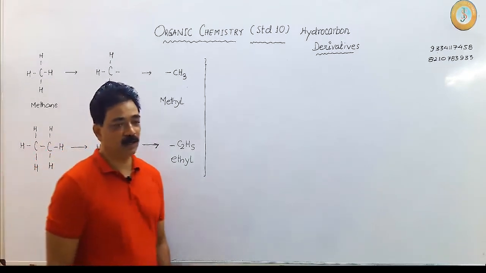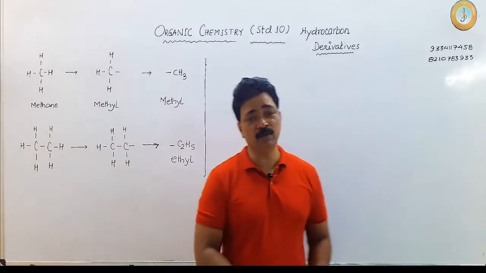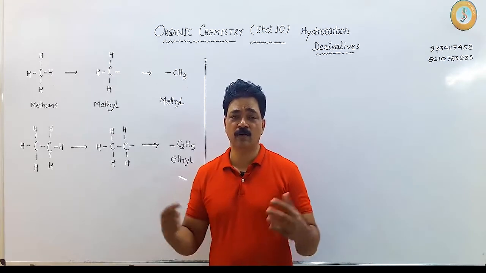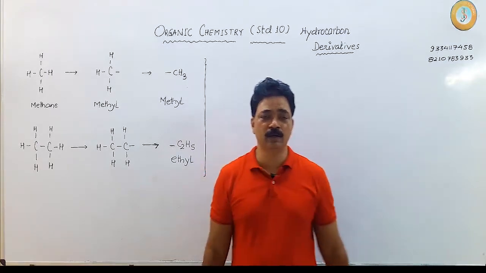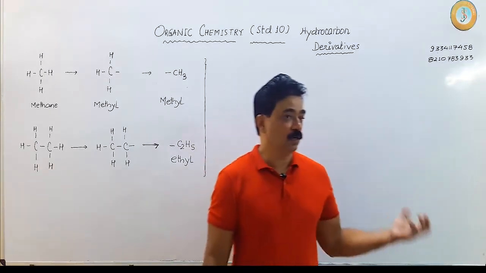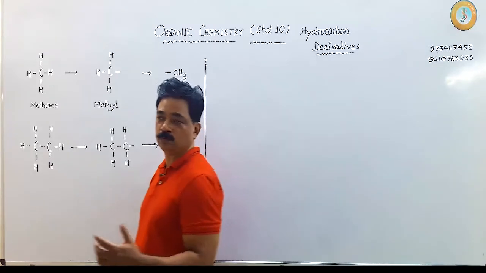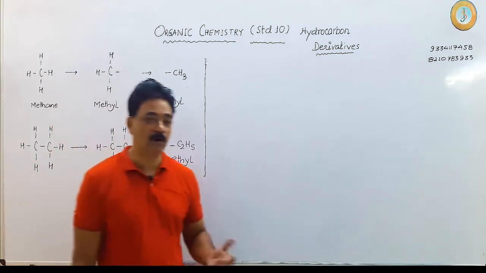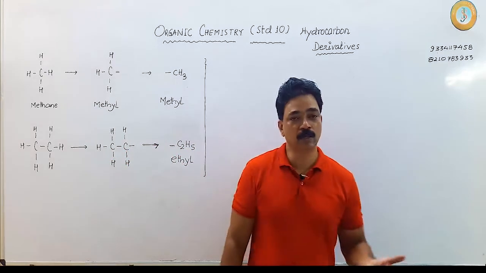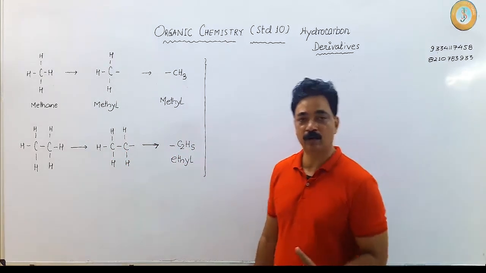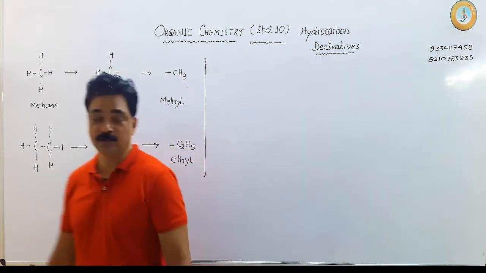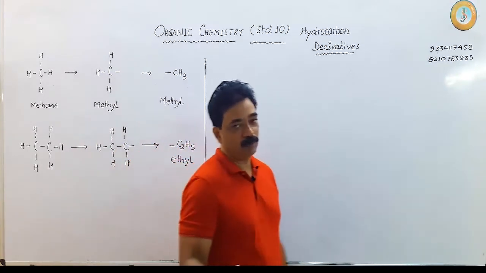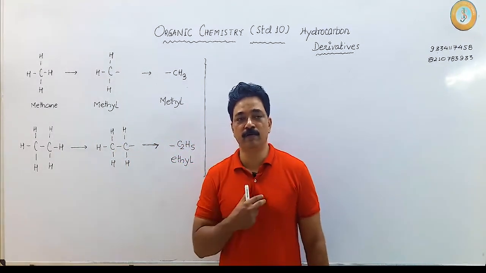Good morning children. As we have done namings of hydrocarbon, in hydrocarbon we saw saturated hydrocarbon, that is the alkanes. We saw the unsaturated hydrocarbon types, that means the hydrocarbon containing double bond. Hydrocarbons containing double bonds are called alkenes and hydrocarbon containing triple bonds are called alkynes. Now we are coming to naming of hydrocarbon derivative.